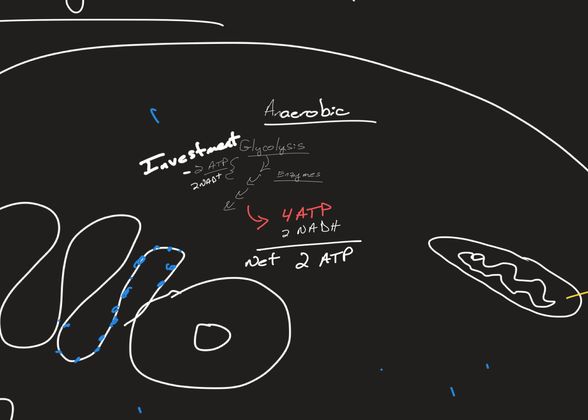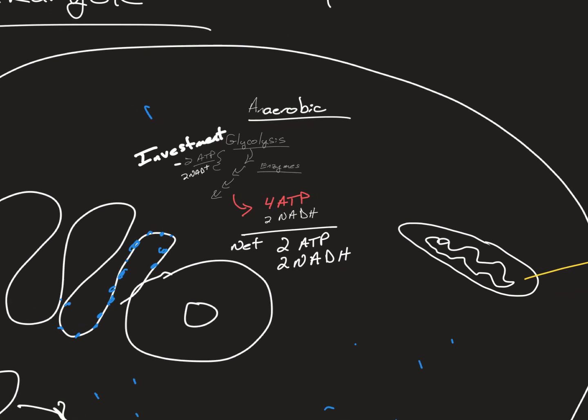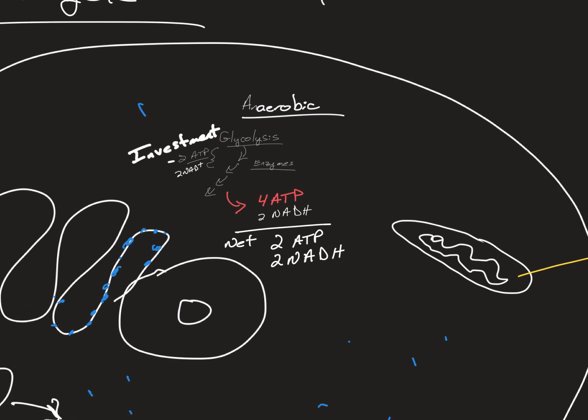By the way, you can make profit as a business person and be ethical. You can make profit and not hurt people. It is possible. But understand the system does not push you in that direction, right? So understand that. 2 NADHs. All right. But the other thing that it makes is this molecule called pyruvate.